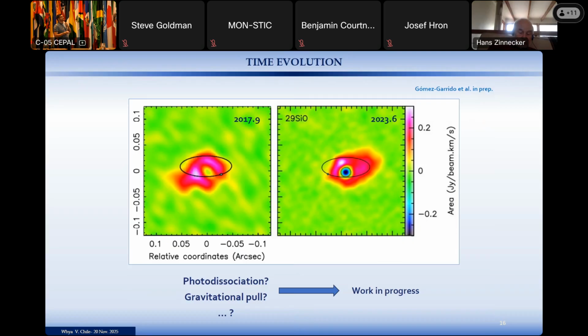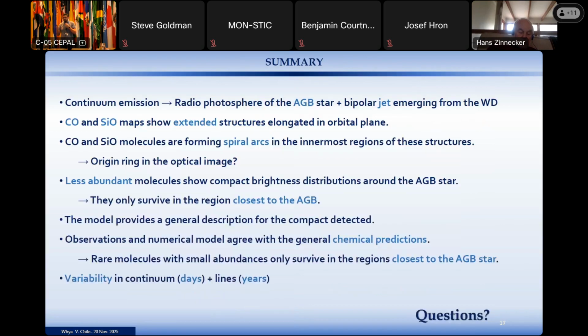As you can see, when the white dwarf is here, the brightness distribution tends to be extended to the west, to the east. However, a few years later, the brightness distribution shows an extended emission located here on the opposite side. This is probably photodissociation or gravitational pull of this component, but work is still in progress. So that's all. Thank you very much.